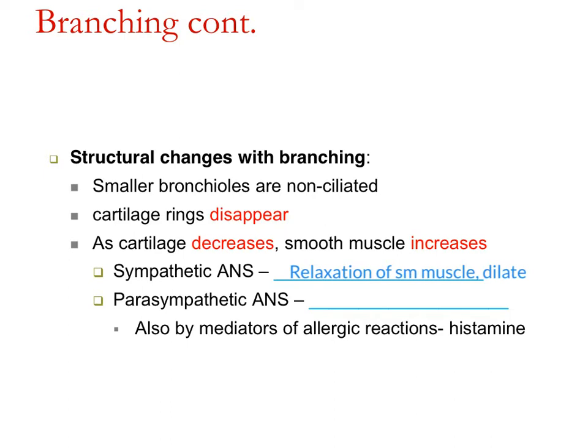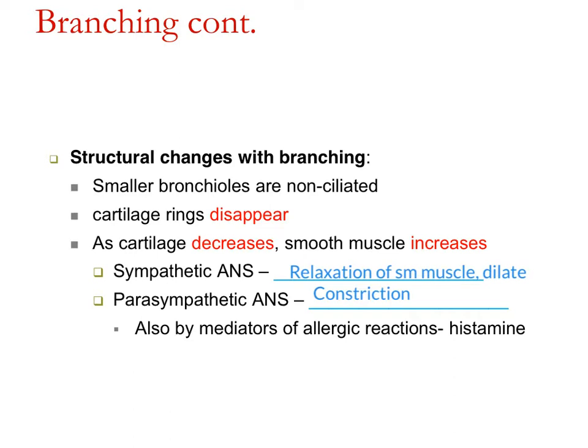Of course, your parasympathetic would do just the opposite. This would cause contraction of the smooth muscle, therefore constriction of your airways. And this makes sense because when you're more active, you want expanded airways to allow for more air to come in for more efficient exchange, and the converse is true when your body is not as active.